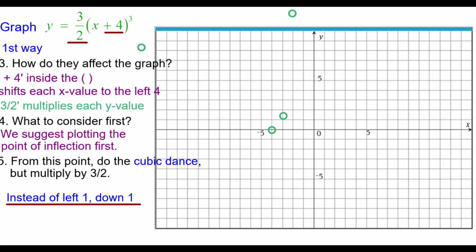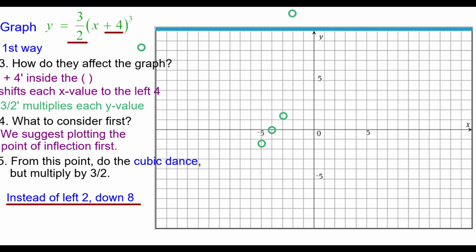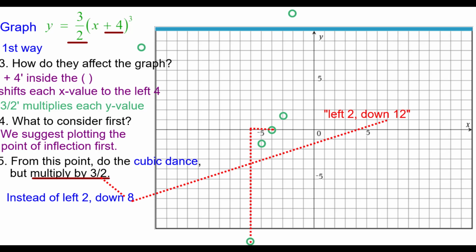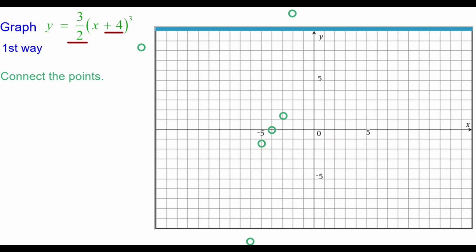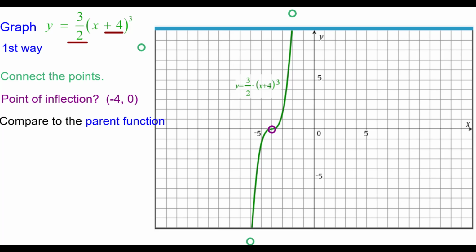Instead of left 1, down 1, it'll be left 1, down 1.5. And instead of left 2, down 8, it'll be left 2, down 12. Negative 3 halves times 8 is negative 12. Connect the points to look like a cubic-looking curve. The point of inflection, negative 4, 0, is where it goes from concave down to concave up, compared to the parent function.